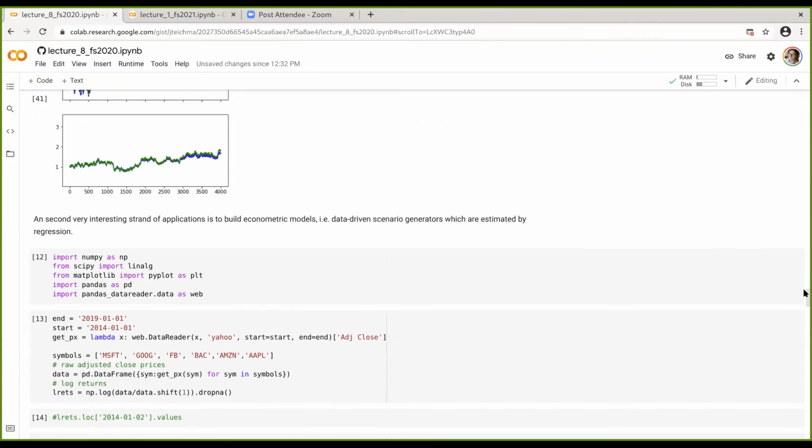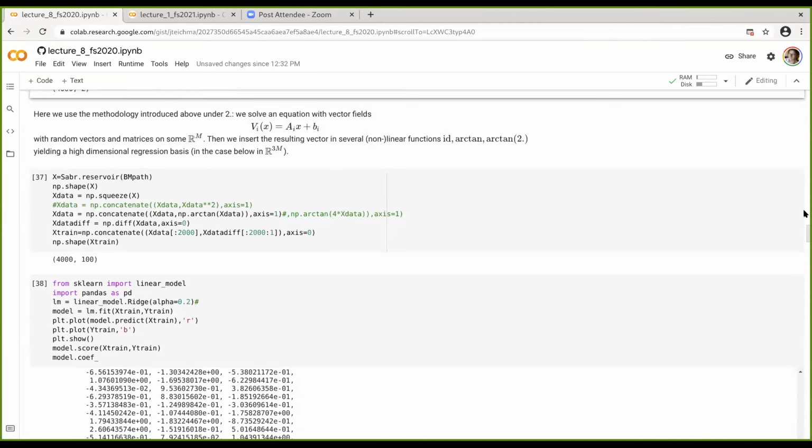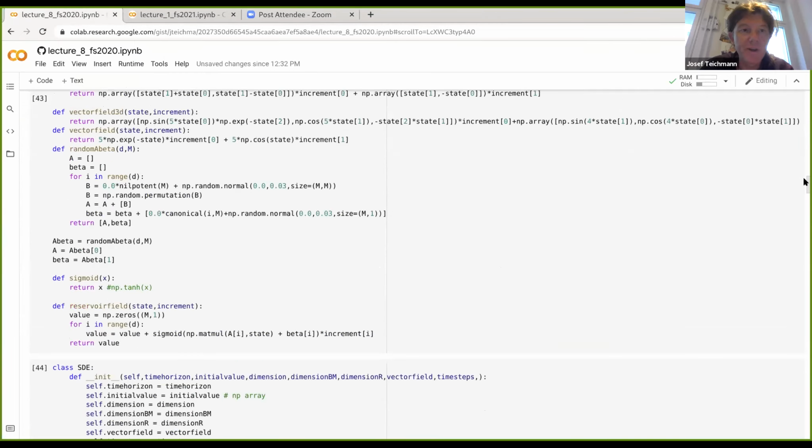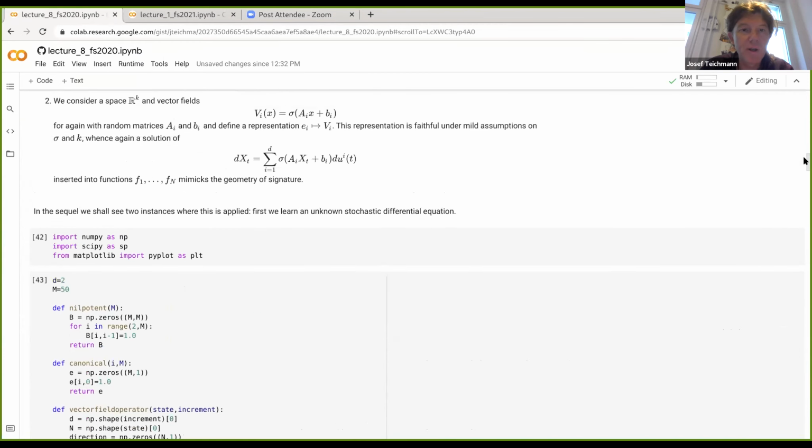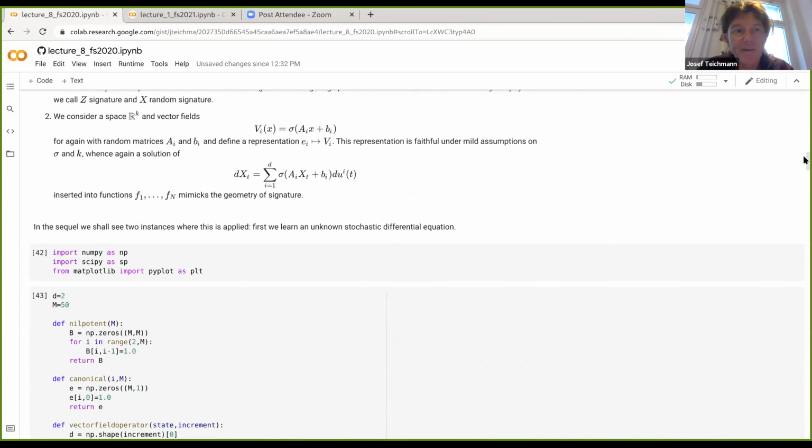This Jupyter notebook. So here is an easy implementation, and who has interest, I can send you the link to these Jupyter notebooks. You also find them on my webpage at the Machine Learning in Finance link on the teaching.